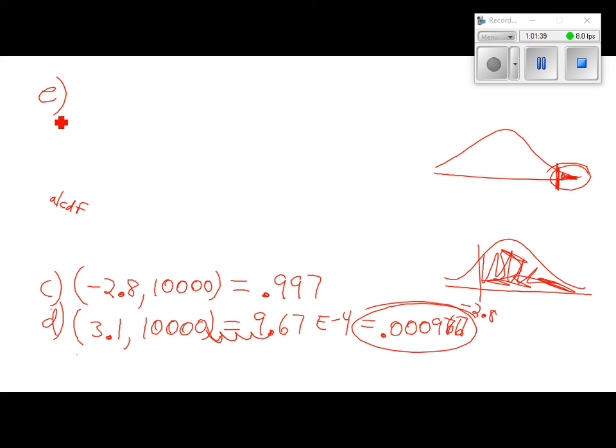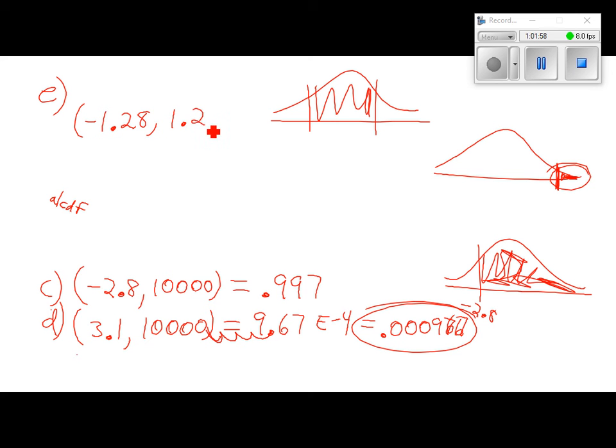Letter E. This time we want to be in between these two numbers. That's easy. What do you put in for your low limit? Negative 1.28. What's your high limit? 1.28. 0.799. Anybody else agree with that?